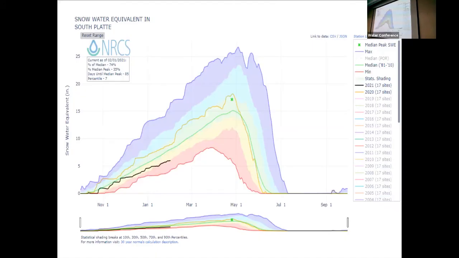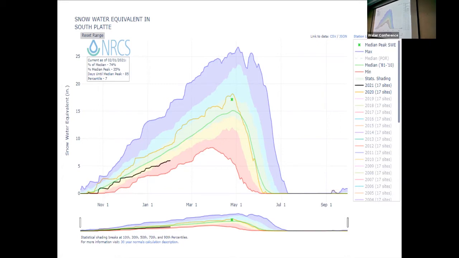Now we'll switch over to the South Platte Basin. This is a graph of the snowpack in the South Platte Basin in Colorado. This purple line you see up here is the maximum snowpack. This red line is the minimum snowpack. That green line you see in the center, that would be your median snowpack. The gold line that's just above that is last year's snowpack, and the black line is this year's snowpack.